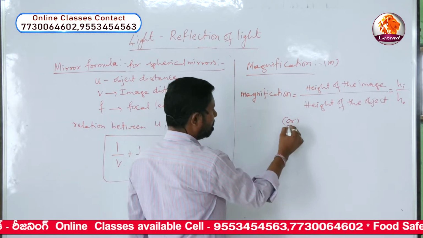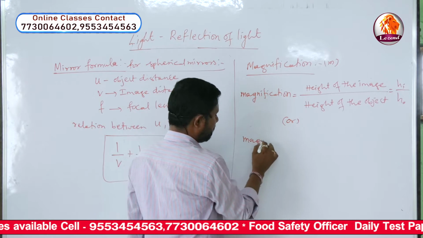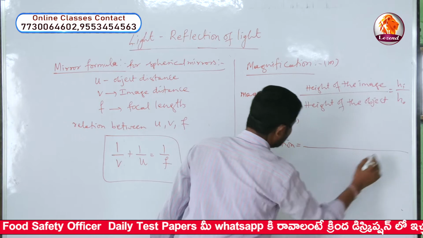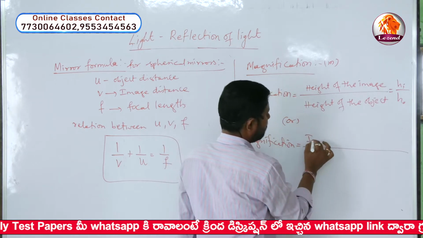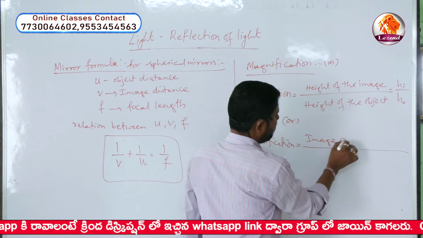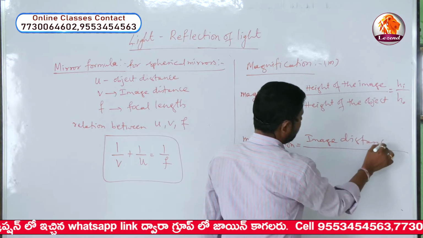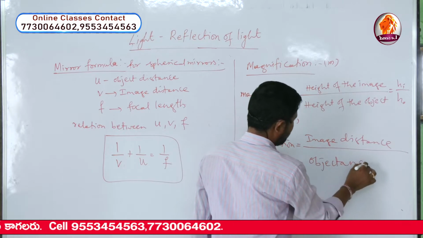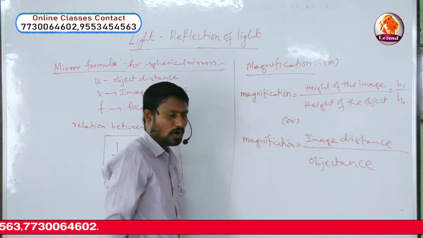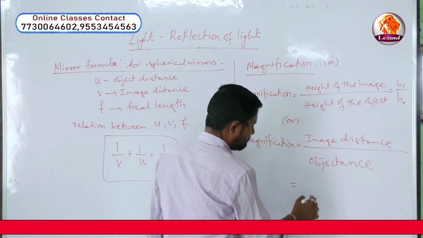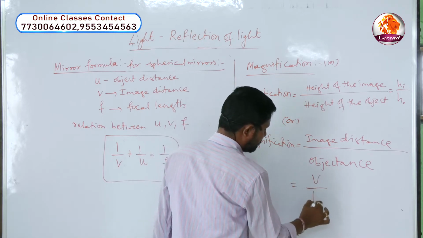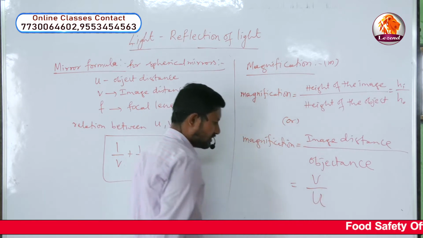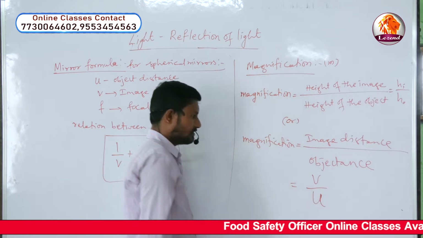Or there is another formula for us. What is that? Magnification is also defined as image distance by object distance. Now image distance is V, object distance is U, and V by U generally we take. Now is it clear?